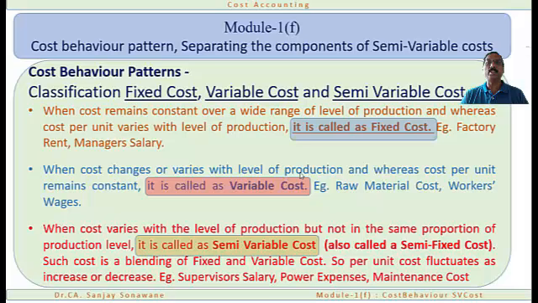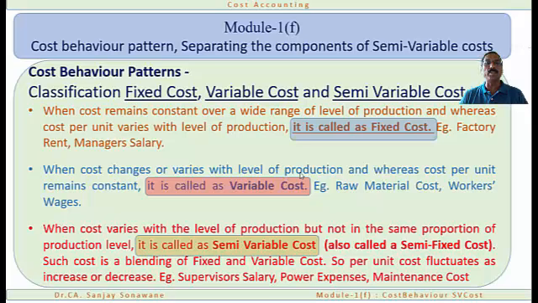Workers' wages. So these are the cost per unit which remains constant, whereas total cost will change with the level of production. And the third and main component that is there in our module is semi-variable cost. Now what is the feature of semi-variable cost so far as total cost and per unit is concerned? Let us read the third paragraph.